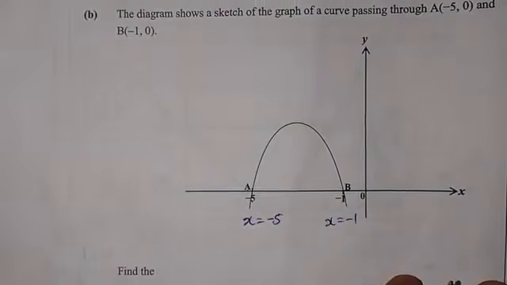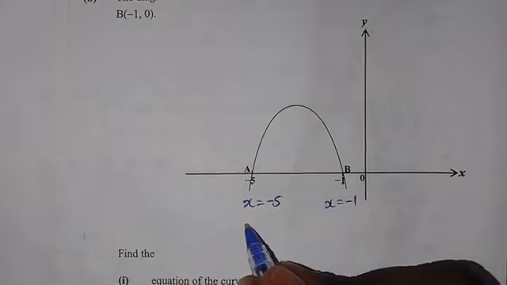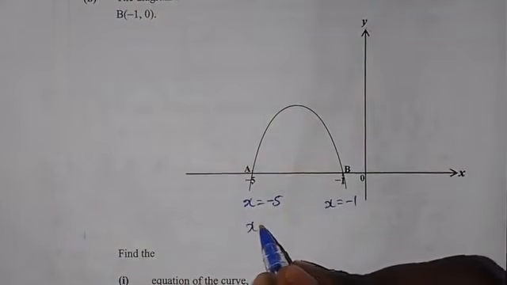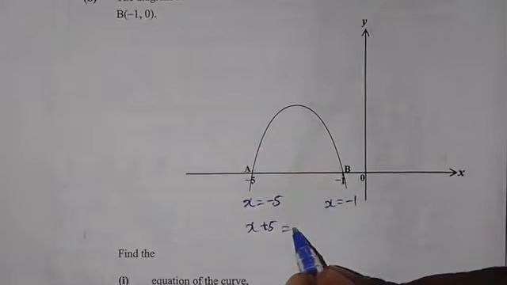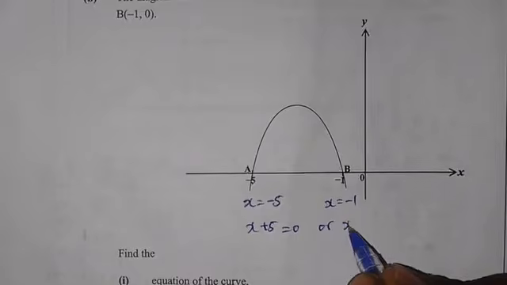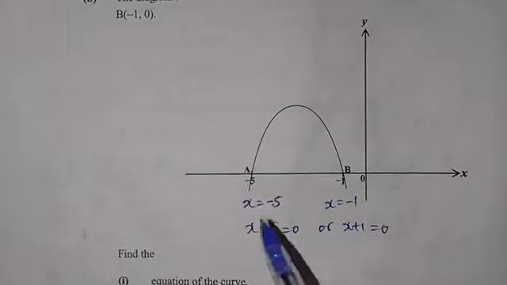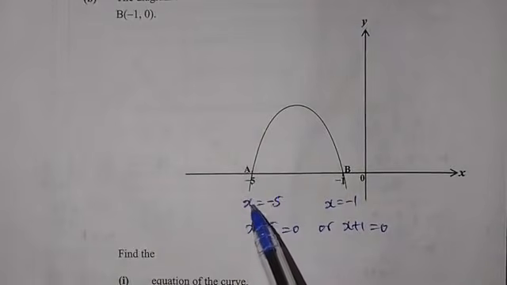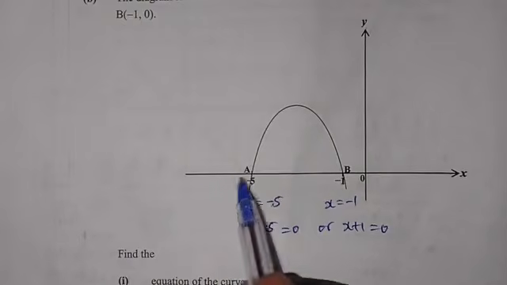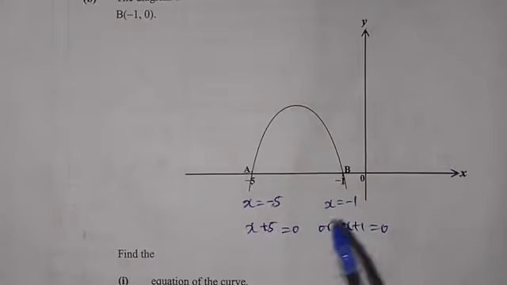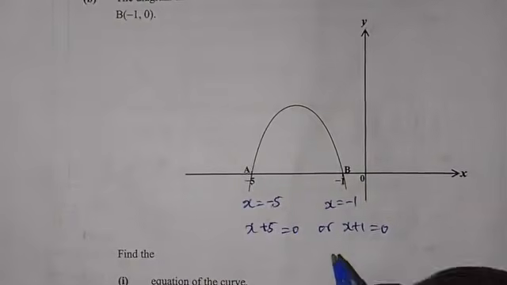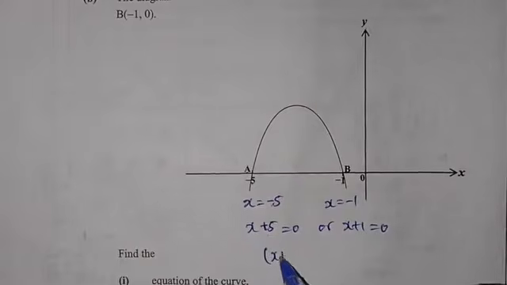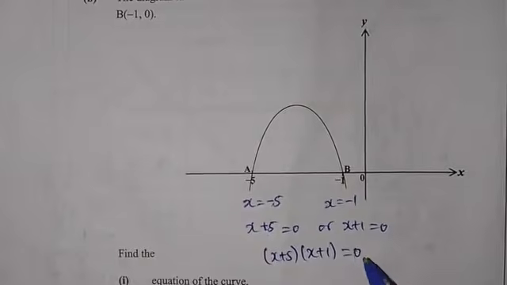So what you are going to do now is this. You are going to say x plus 5 equal to 0, or x plus 1 equal to 0. So why are we saying x plus 5? This negative 5, you have taken it to where x is, it has become positive. Then we remain with a 0 because this is the line y is equal to 0 right here. Even here it's the same. So now from here we can say x plus 5 times x plus 1 equal to 0.